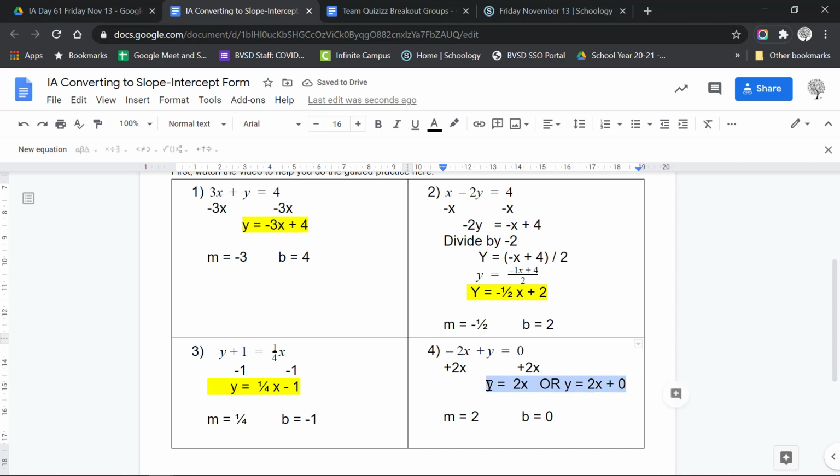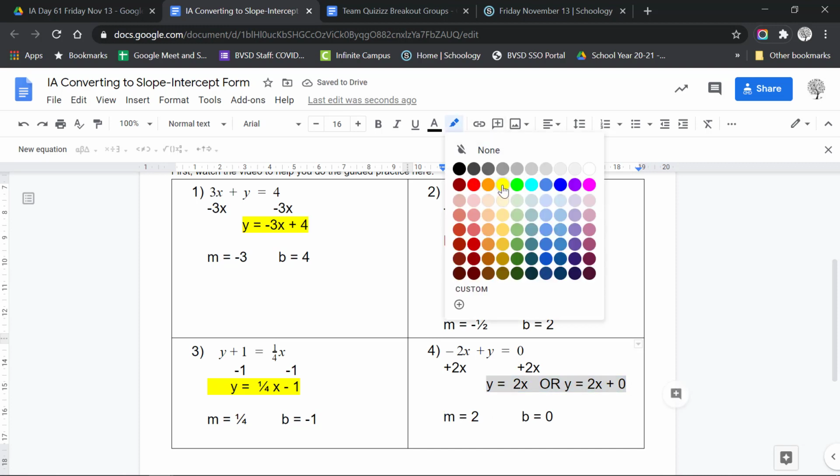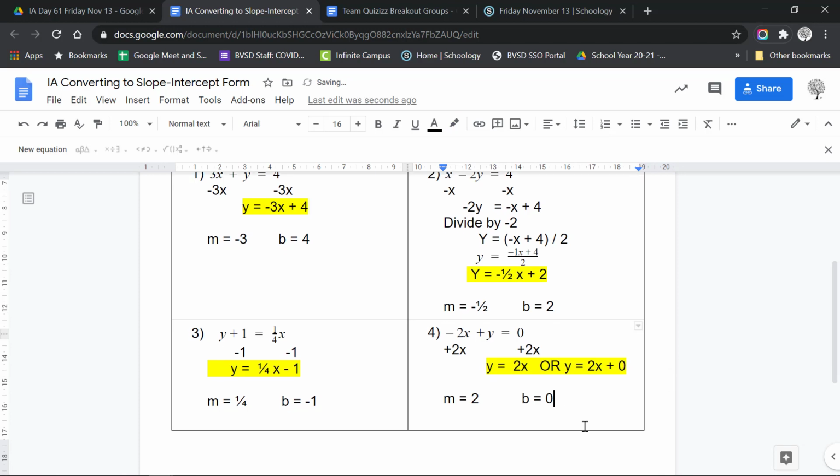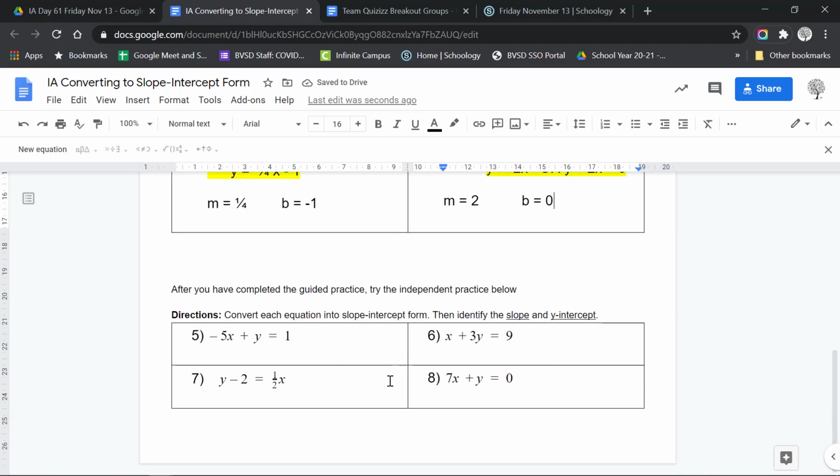And that's it. That's what you're going to do for each problem. We did 4 together, and you're going to do these 4 down here on your own.